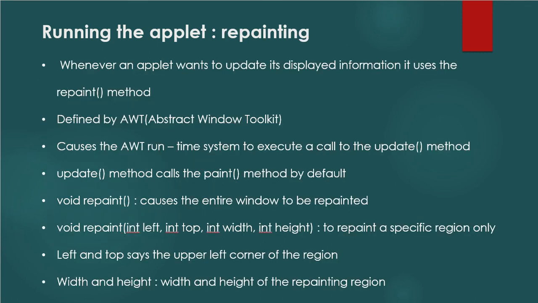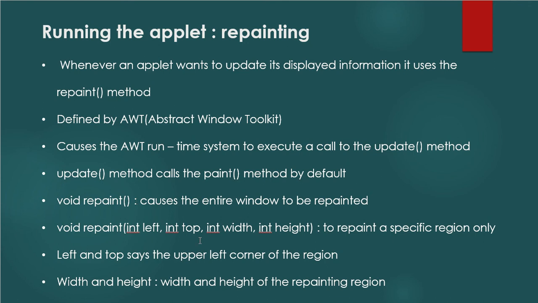Now, if you have some changes to be done in the already displayed applet code, in that case you will be using a repaint method. Repaint is nothing but a method which invokes a call directly to the paint method so that the output gets changed. You have two ways by which you can use the repaint method. One is that you can use it without any argument. In that case, the entire applet window will be updated and re-displayed.